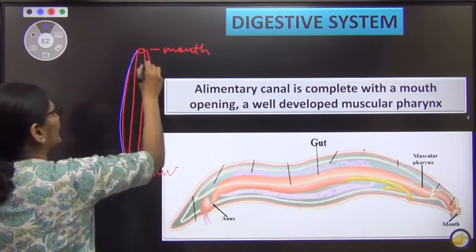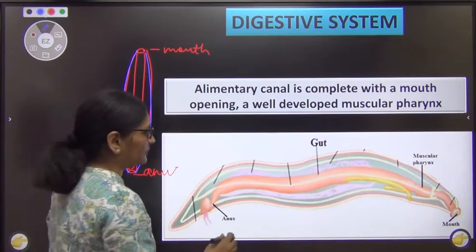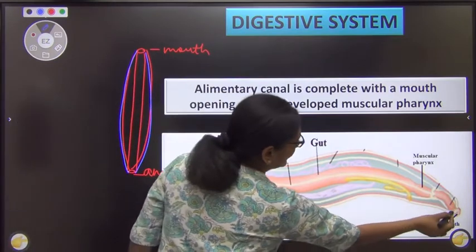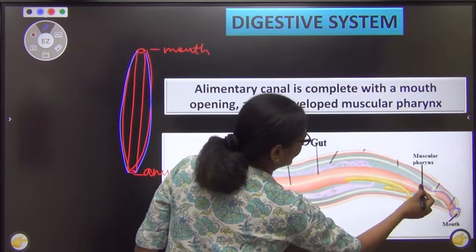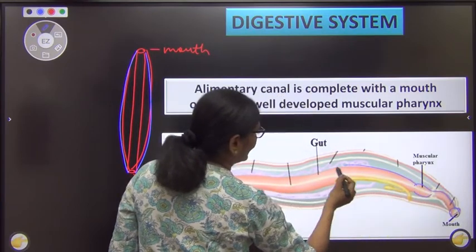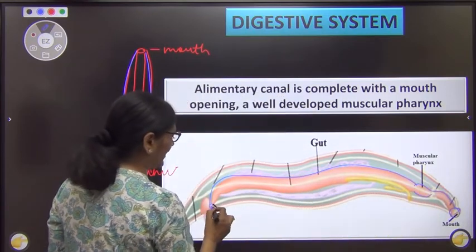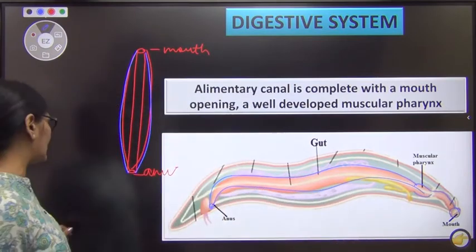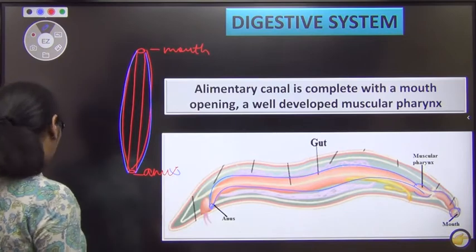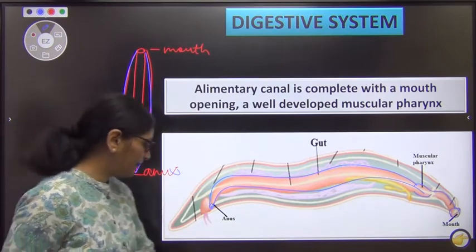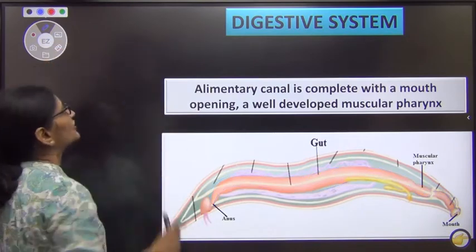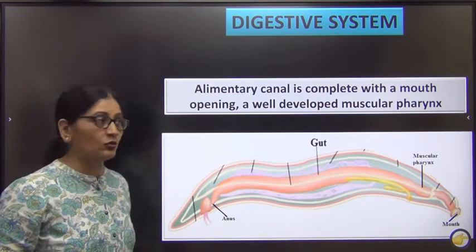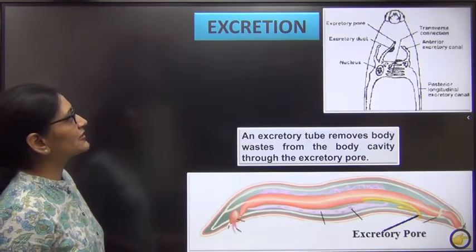There is a tube outside, and inside it another tube is found. This digestive system, as you can see, is differentiated into mouth, then a muscular pharynx, and then an intestine, and then it leads to the outside through the anus. So there is a complete digestive system found in them, right? And the digestion is completely extracellular. That also I told you in my first lecture.